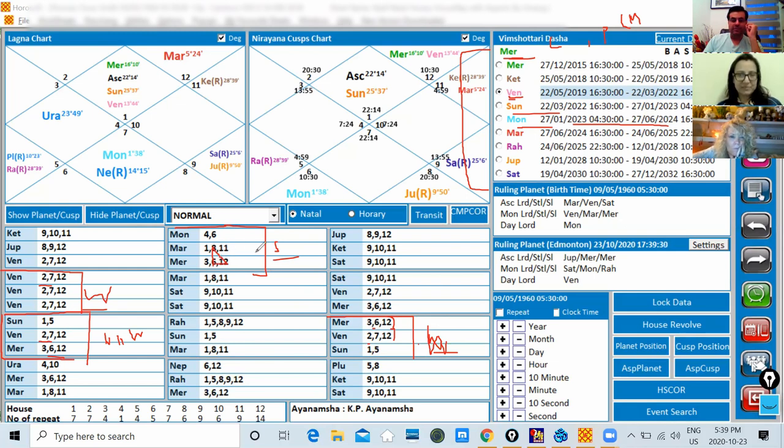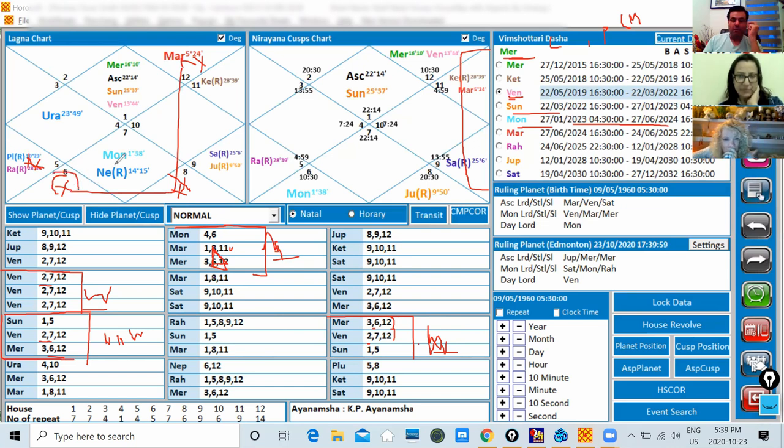Yes. This is going to be highs and lows. Some victories will come, but everything will be taken away again. 6, 8, 12 and 5, 8, 12 are the worst combination. 6, 8, 12 will give you pain in your health, make expenditure based on your health, and your job condition will deteriorate.